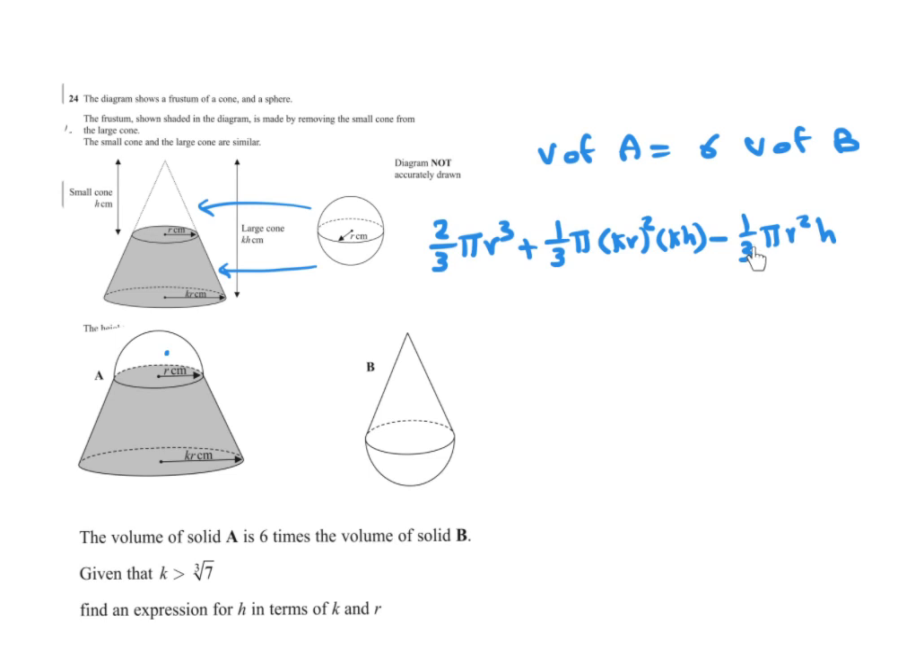This is the volume of solid A, which equals 6 times the volume of solid B. Solid B consists of the small cone and the hemisphere, so 6 times 2 over 3 pi R to the power 3 plus the volume of the small cone, which is 1 over 3 pi R squared times height. This is the main equation. We can cancel pi with pi.